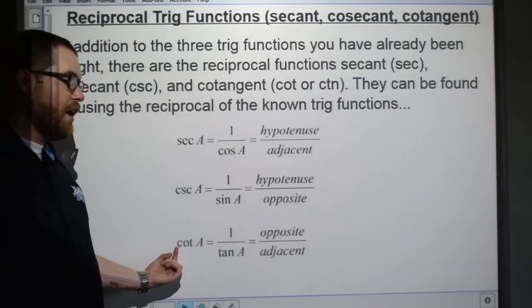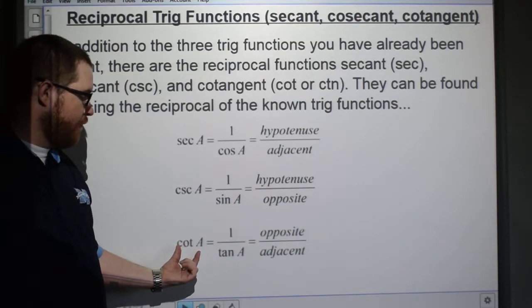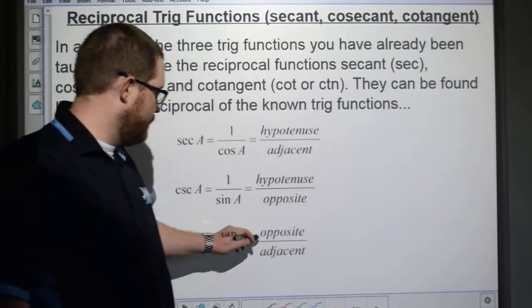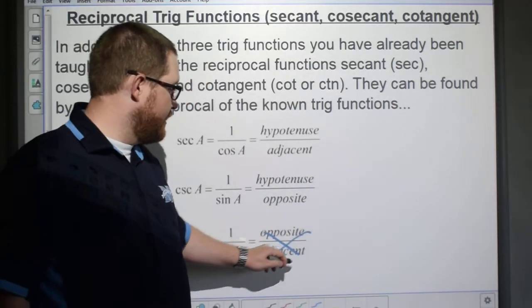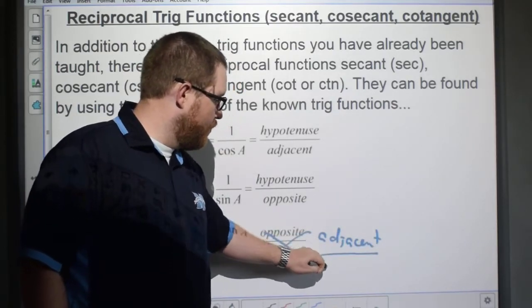Cotangent, you also occasionally in older textbooks will see this written CTN for cotangent. It's 1 over tangent. It's opposite... Nope, that's wrong. So that's tangent right there. It's adjacent over opposite.